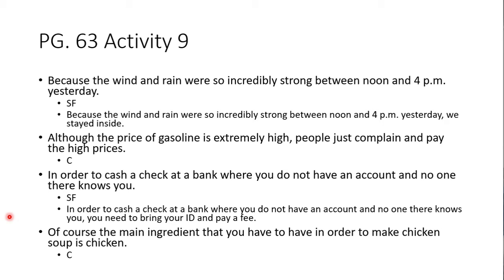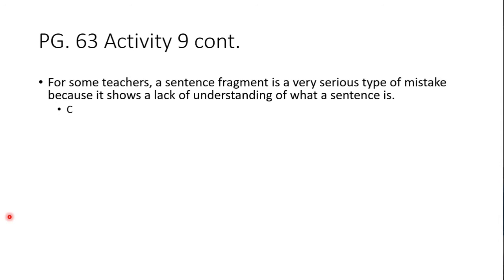Next one. Of course, the main ingredient that you need to have in order to make chicken soup is chicken. So this is complete, and it's perfectly correct just the way it is, so no changes are needed here. For some teachers, a sentence fragment is a very serious type of mistake because it shows a lack of understanding of what a sentence is. This is, again, complete and correct.